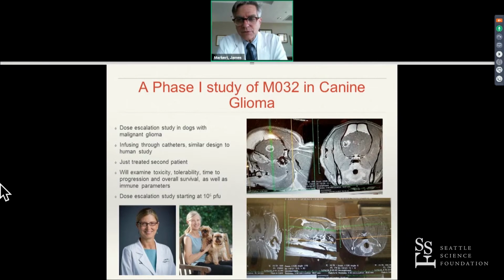And we've actually enrolled patients here. You can see a couple of dog gliomas here. And so far, this does not seem to be producing any toxicity in the dogs as well.